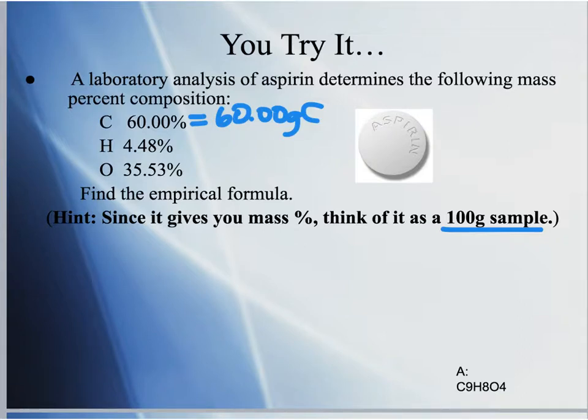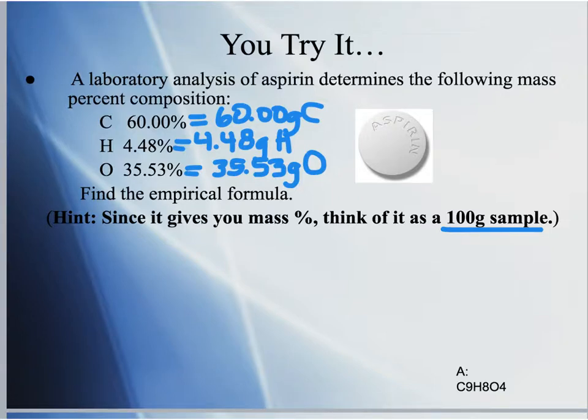Same thing here. If we have a 100-gram sample of aspirin and 4.48% of it is hydrogen, that means 4.48 grams is hydrogen. All right, and then last but not least, 35.53% means that it's 35.53 grams of oxygen. So see, from the percents, we just convert it to grams. Okay, so we basically don't even convert. We just change the percent sign into a grams sign for each of those elements.